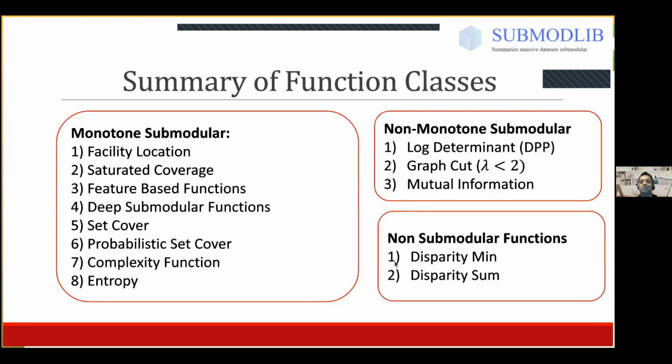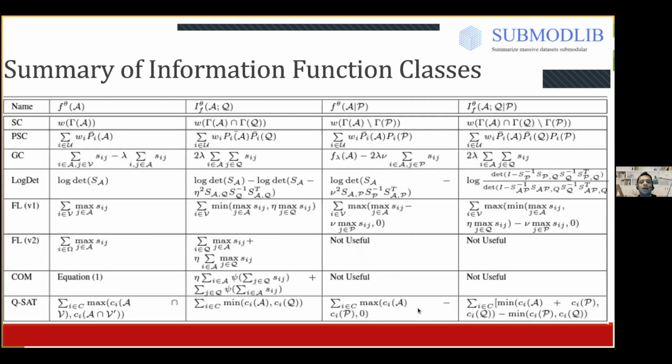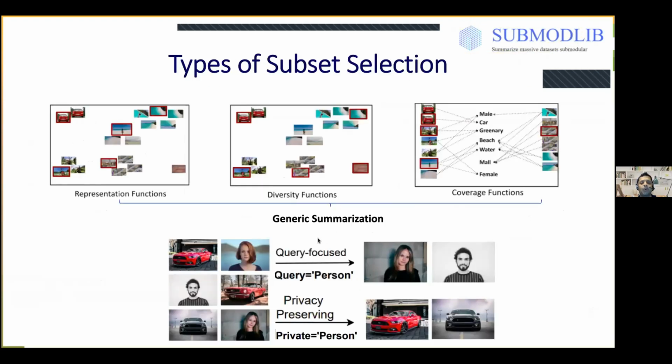But there are also non-submodular functions such as disparity min and disparity sum. Now, you could put the mutual information, conditional gain, and combinations of these on all of these functions. This is a table not necessarily meant to be parsed in such a short duration, but sufficient to highlight that all of these have been implemented in Submodlib, rather the maximization of these functions. So what are we talking about in terms of maximization? We'll get to that now.